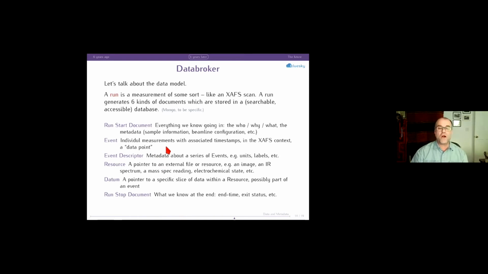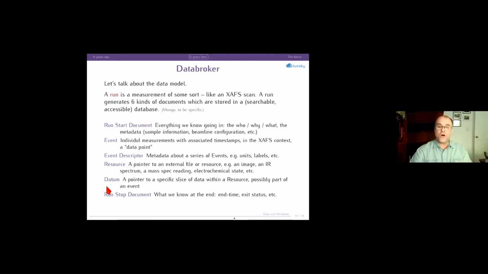And then in the middle, there are events, which are individual measurements that are time-stamped. In the context of an XF scan, that would be an energy point in the XF scan. There's a descriptor for the event that gives things like units and labels so that the numbers have meaning. You might need what we call a resource, which is a pointer to something external. In the context of the electrochemistry experiment I suggested a minute ago, that could be like the data from the potentiostat saved to a file. You have a pointer to where that's saved. And then if you need something more fine-grained, a datum is a pointer to something inside the resource.